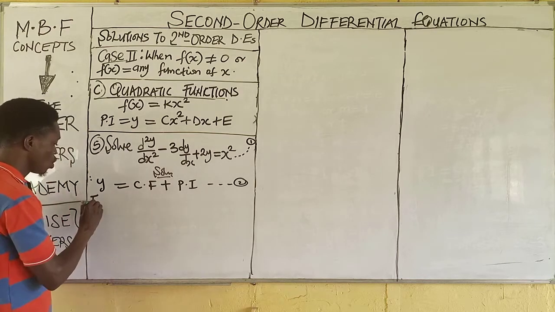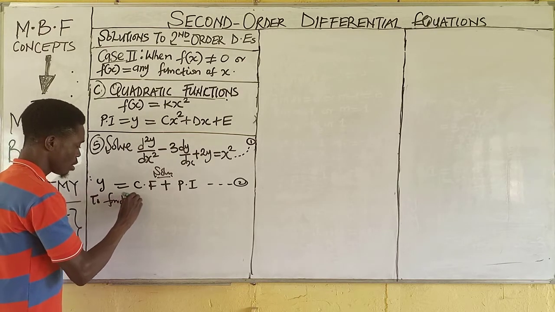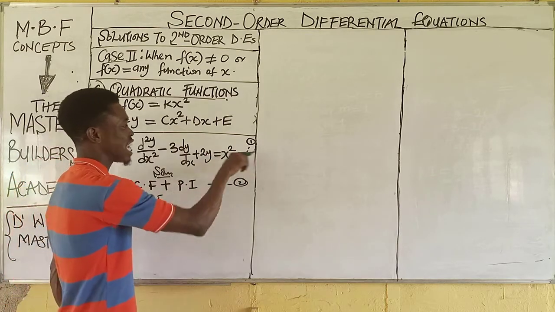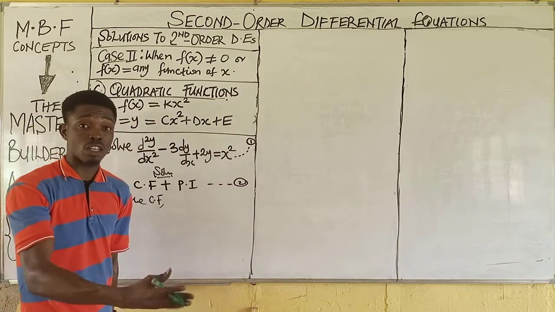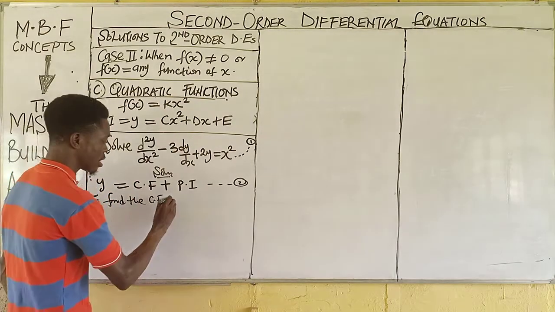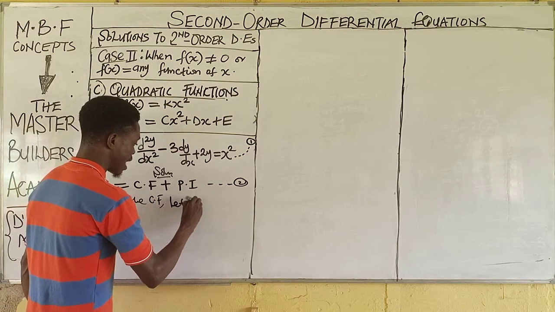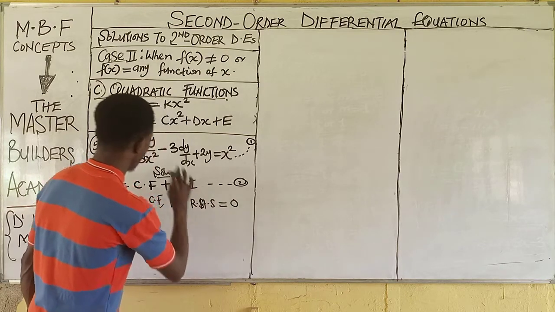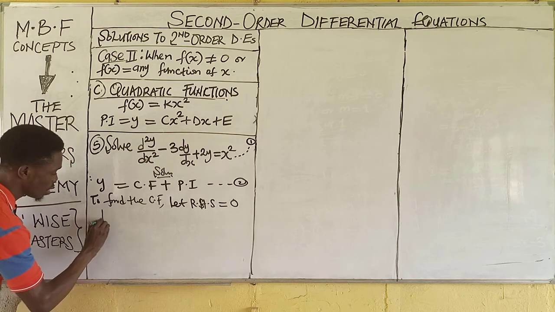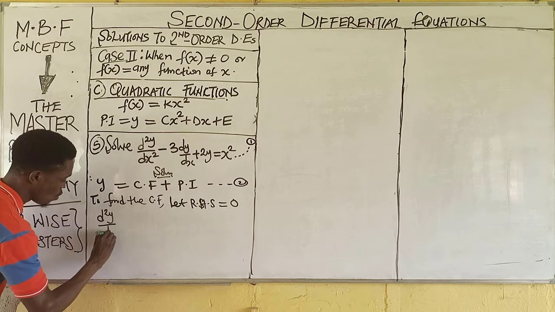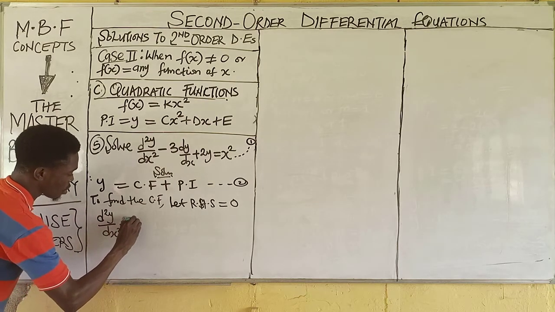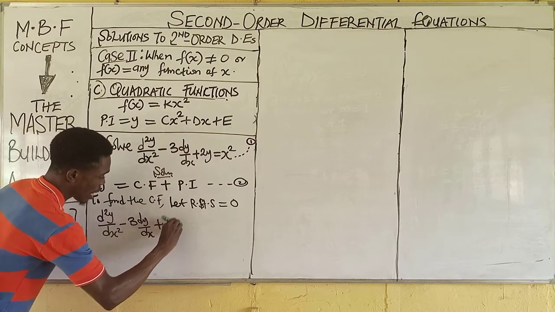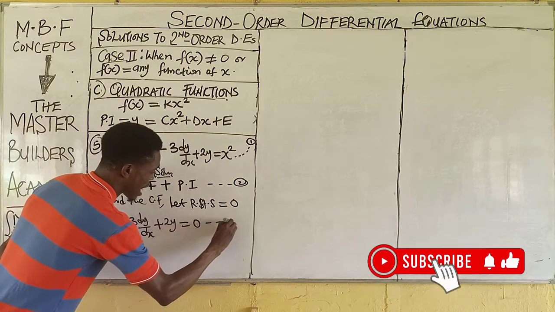Now we have to find the complementary function. What we do is simply allow f of x, the function of x at the right hand side of the given equation, to be 0. Then we say let the right hand side of this given equation be 0. Then we are going to have this expression: d squared y over dx squared minus 3 dy over dx plus 2y is equal to 0. Then we tag this as equation 3.